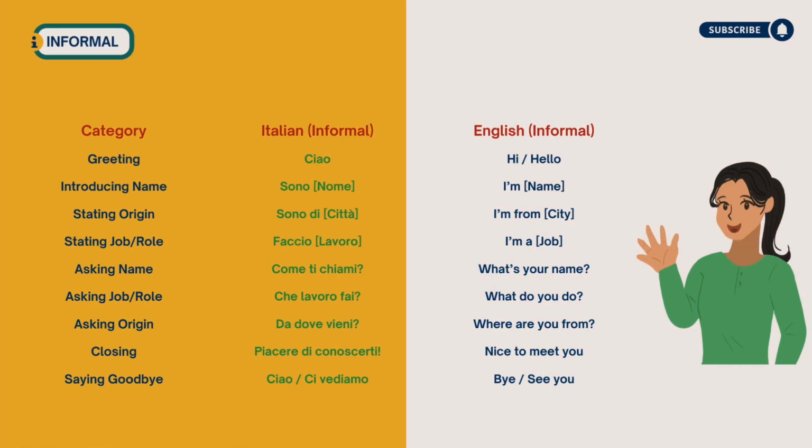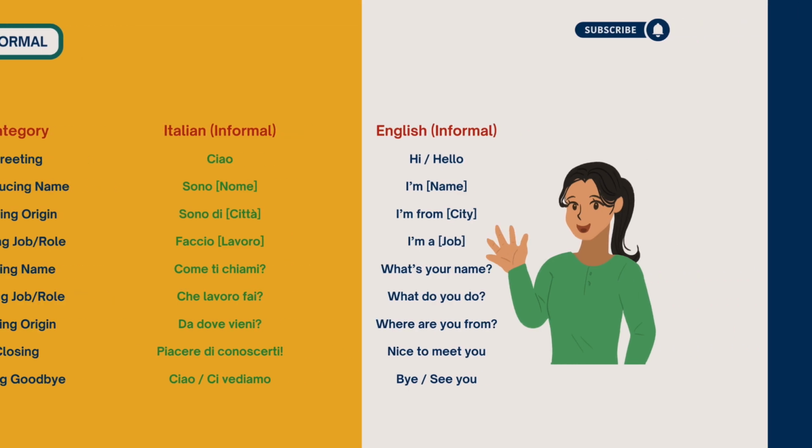And here are some examples of phrases that you might use in informal conversations. "Ciao, sono Rita, sono di Padova. Faccio la maestra. Come ti chiami? Che lavoro fai? Da dove vieni? Piacere di conoscerti. Ciao, ci vediamo."